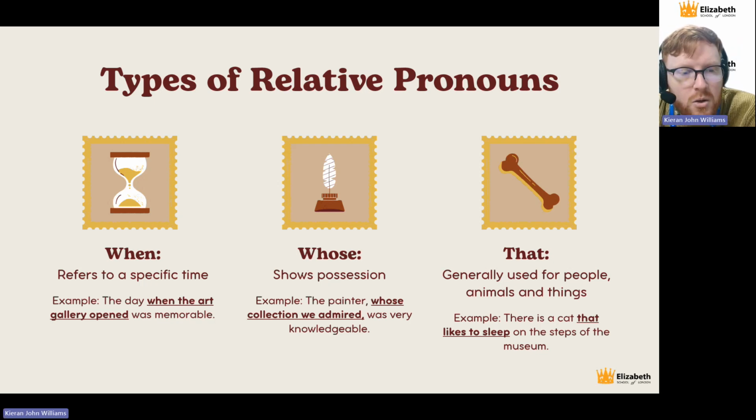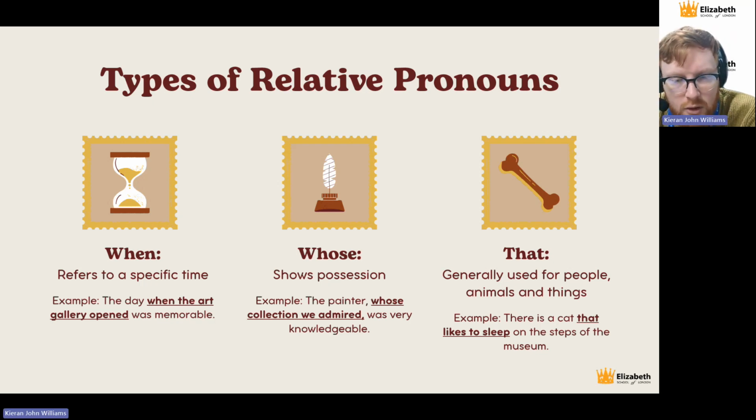On to the last one here, we have that. That can be used for people, animals, and things. So it's quite a general one. It can be used for quite a lot of different situations. In the example sentence, there is a cat that likes to sleep on the steps. That refers to a person, an animal, or a thing. Here it refers to the cat, so we get some extra information about that cat.